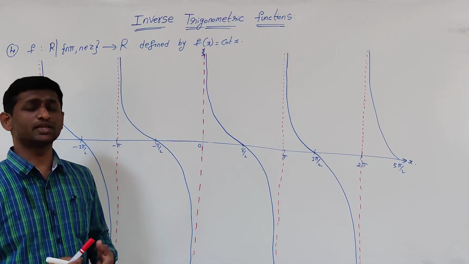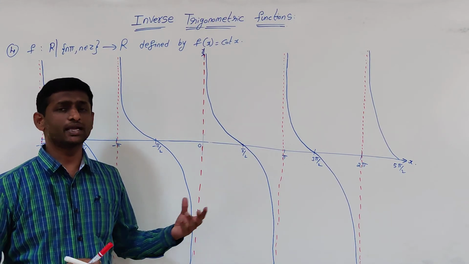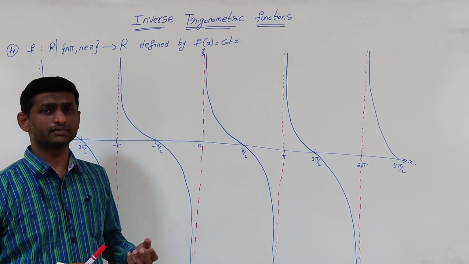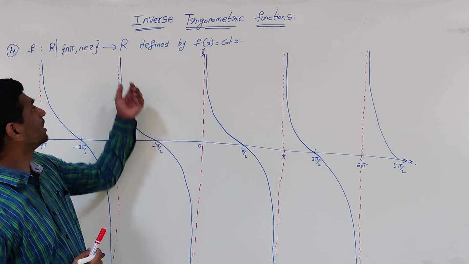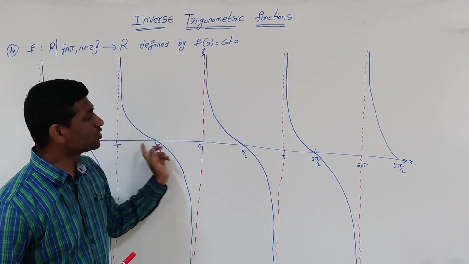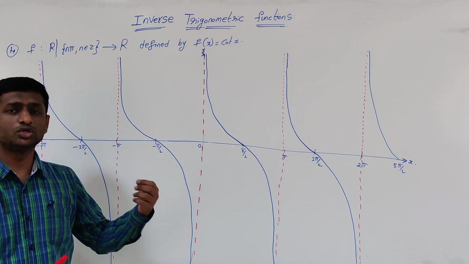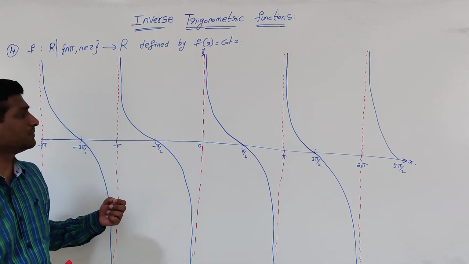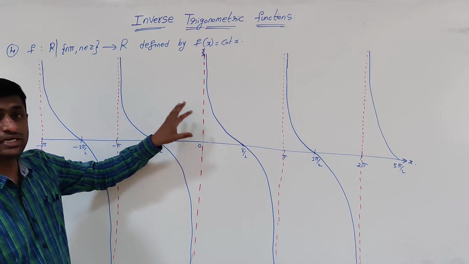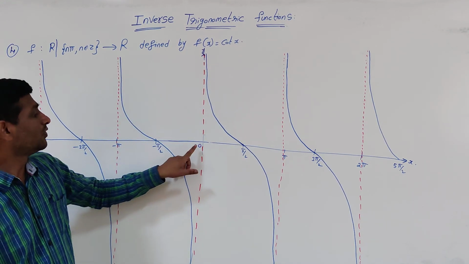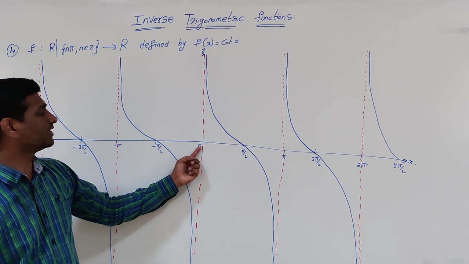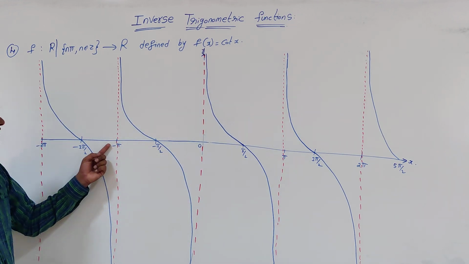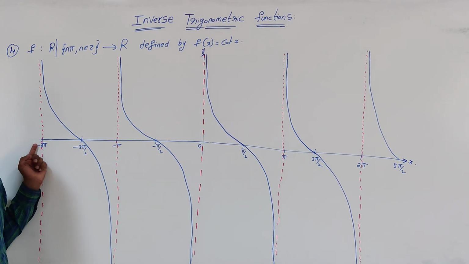The domain of cot x is defined for all angles, means all real numbers except multiples of pi, and the range is R. Means it is not defined for multiples of pi: 0, pi, 2 pi, 3 pi, minus 2 pi, minus 3 pi. So the red dotted vertical lines indicate the values are not defined. Means it is not defined at 0, at pi, at 2 pi, at minus pi, at minus 2 pi.